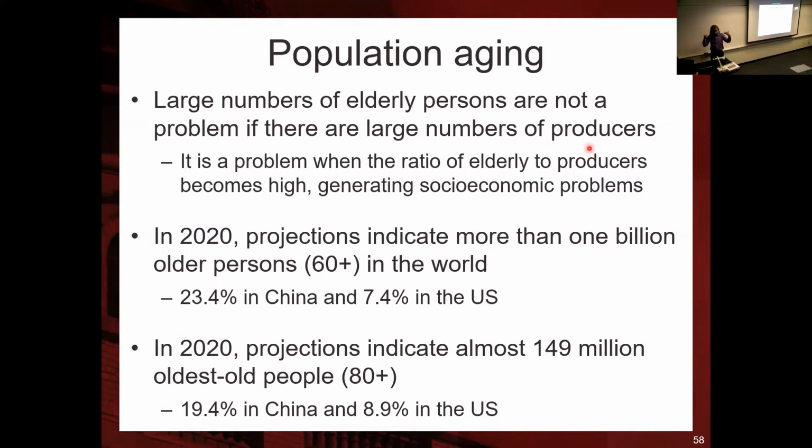And if when they were workers, they were not able to get good jobs, good education, and have savings and everything, that will affect their lives later on. So it is a problem to have large numbers of elderly people when the ratio of elderly to producers becomes high, generating these socioeconomic pressures in the society.